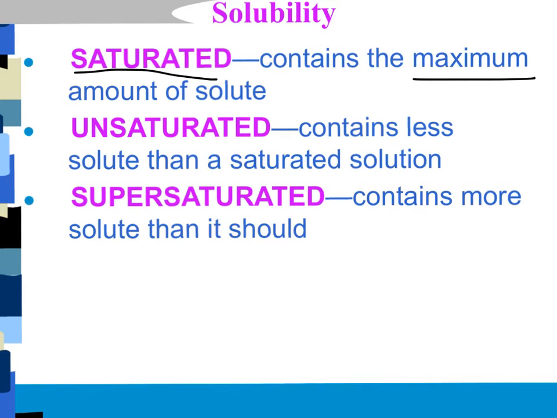Sometimes people add sugar to their iced tea, and sometimes they stir it, and then it doesn't dissolve. Some of it just sits at the bottom of the cup. That is telling us that the solution is saturated. It already contains the maximum amount of solute at that particular temperature.